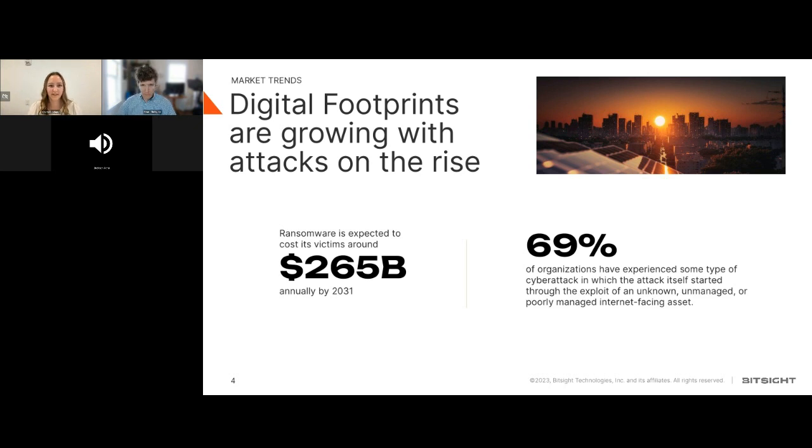And so you'll notice what I have here in front of us, a couple of stats to showcase. Ransomware is expected to cost its victims around $265 billion annually by 2031. And almost 70% of organizations have experienced some type of cyber attack in which the attack itself started through the exploit of an unknown, unmanaged, or poorly managed internet-facing asset. So again, that really goes to that concept of what could an attacker see and where might you be vulnerable? And if you don't have the right visibility and insight to that, it's just something that's really critical to put that focus on.